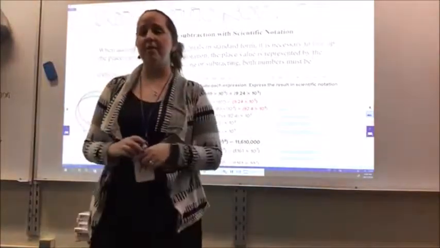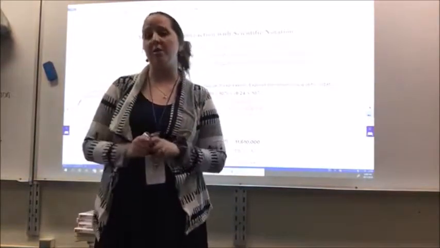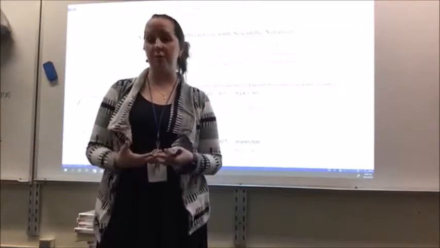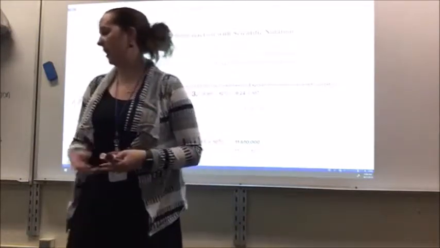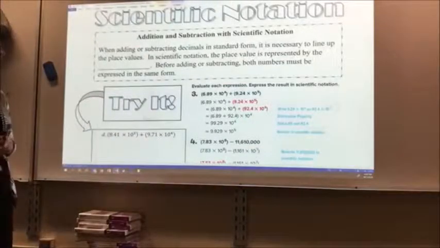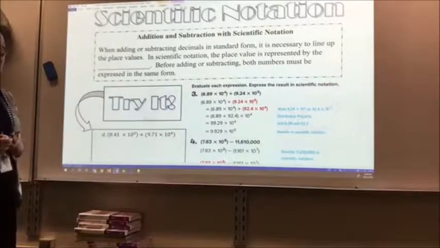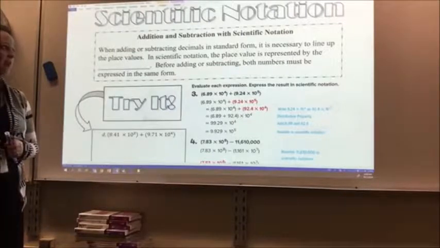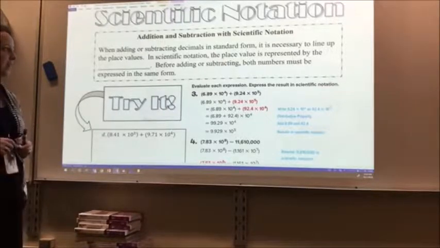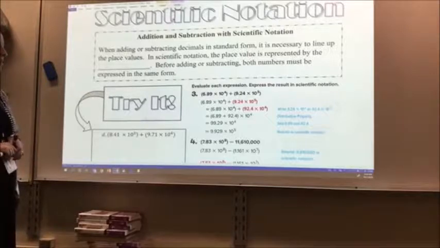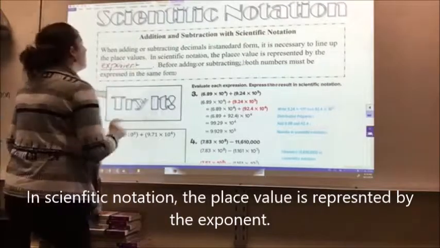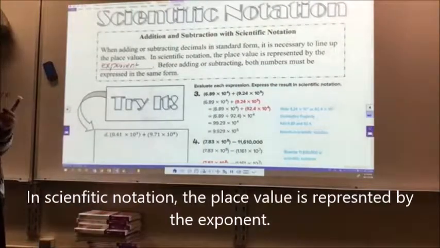All right, the second part of this is dealing with addition and subtraction. So we just dealt with multiplication and division. Now we're going to deal with addition and subtraction when we're computing scientific notation. So in the box up here, I have addition and subtraction with scientific notation. When adding or subtracting decimals in standard form, it is necessary to line up the place values. In scientific notation, the place value is represented by the exponent.